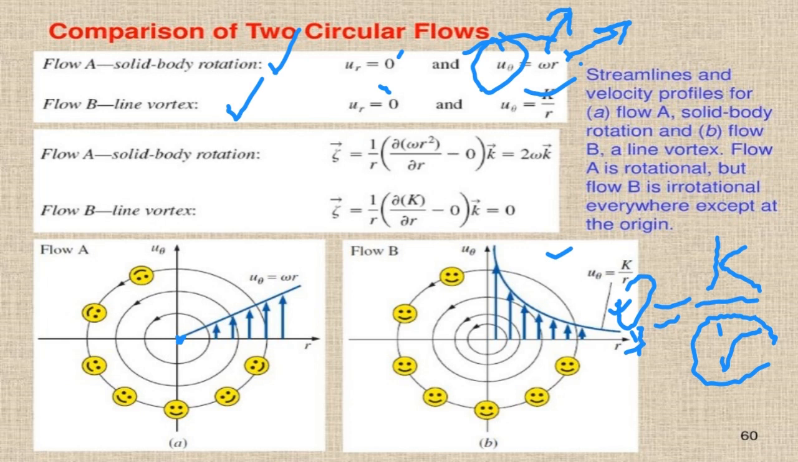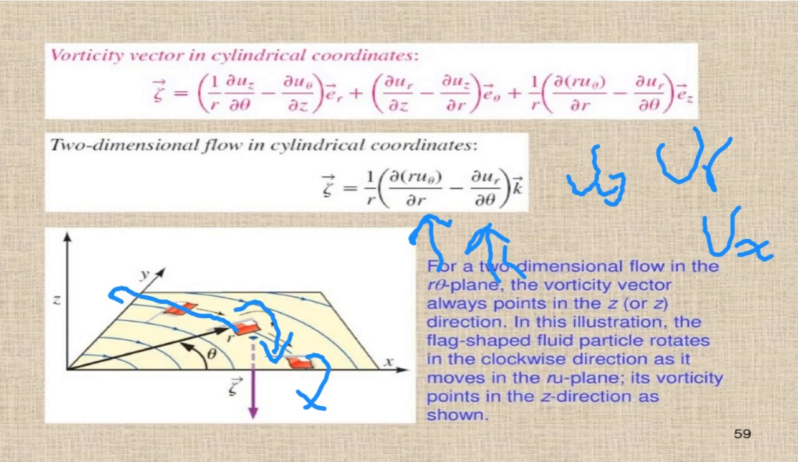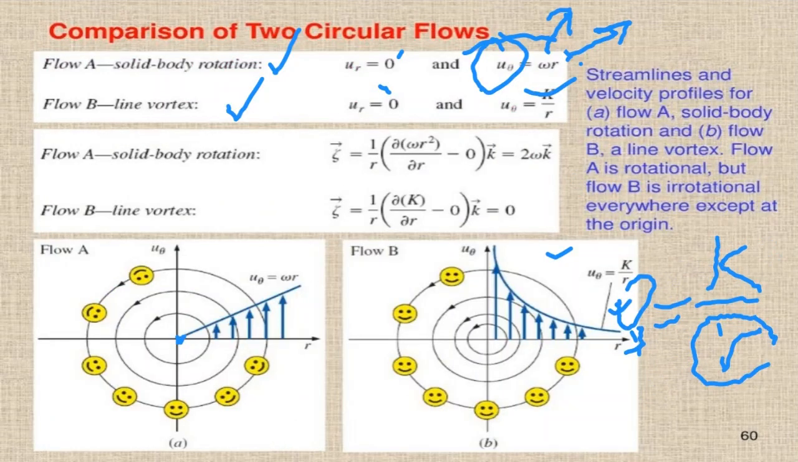So let's see what happens in both cases. In the first one, we have a vorticity of 1 over r, this formula, d(r u theta) over dr minus d(u r) with respect to d theta. We just put the u theta value here. This is the u theta value.